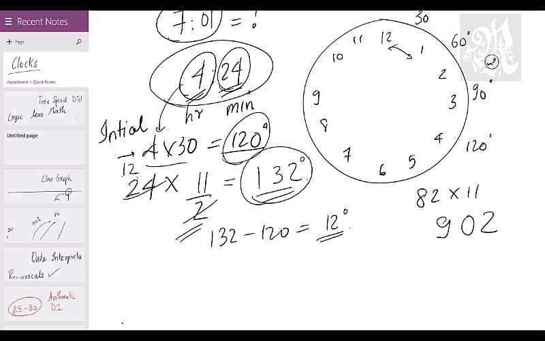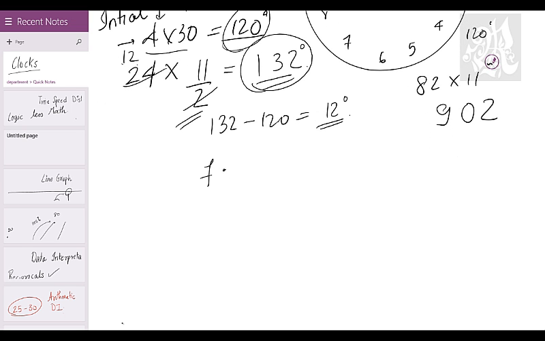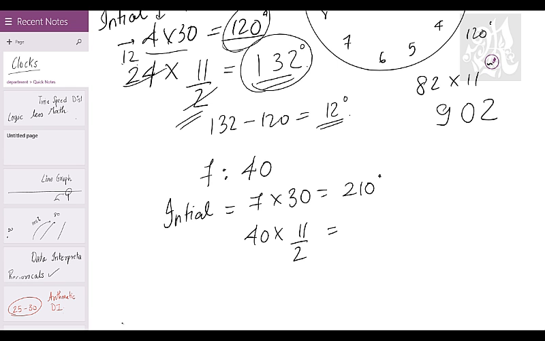So let's do one more question of the same type. Let's say you have to find the angle between the hands of the clock at 7:40. Okay, let's start. What is the initial? The hour. How many hours? 7 into 30 is how much? 210. How many minutes? 40. 40 into 11 by 2 is 220. What is the difference? 10 degrees. That's the answer. Got that? Subtract the smaller one from the larger one and that will be the answer. Finish. You don't have to worry at all.